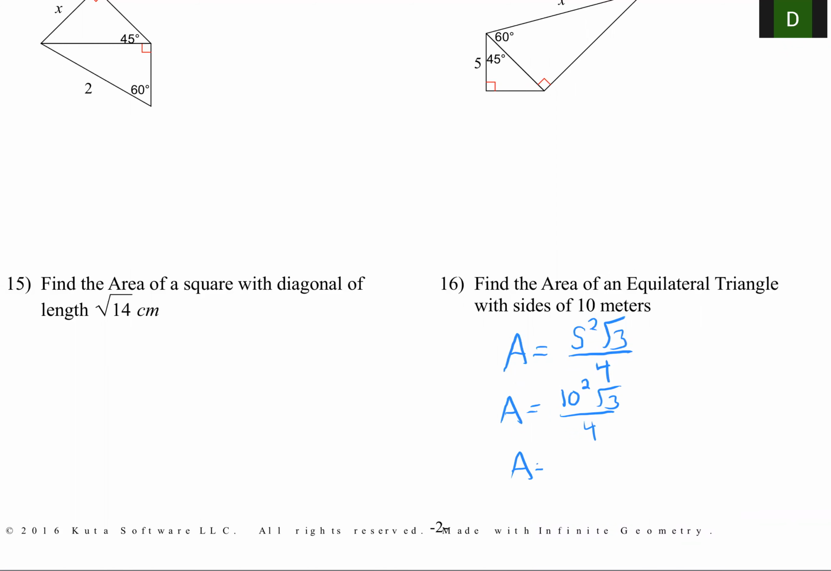So this is going to equal 10 squared is 100 times square root of 3 over 4. And then when you do 100 divided by 4, that's going to give you 25. So this would be 25 square root of 3 in its area, so it's square units. So I'm going to do square meters. So is that all right for number 16? Yeah, thank you. Mm-hmm.